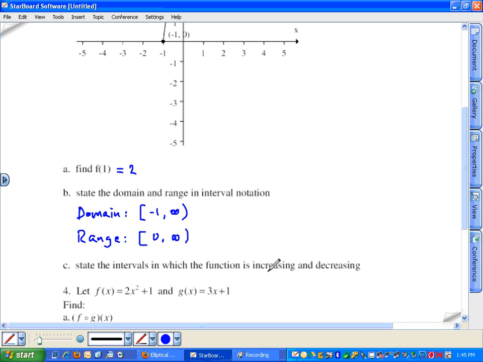Now, intervals in which the function is increasing or decreasing, you only use x values. Only use x values for this.